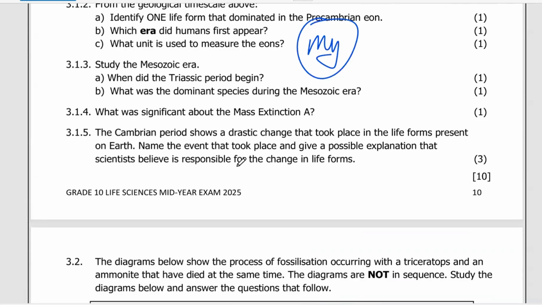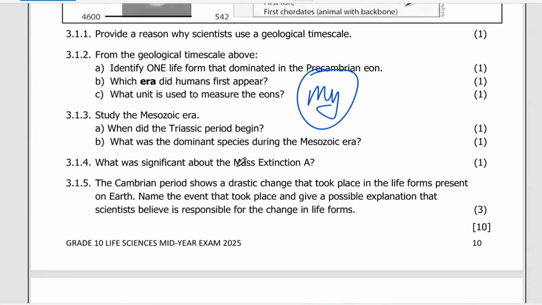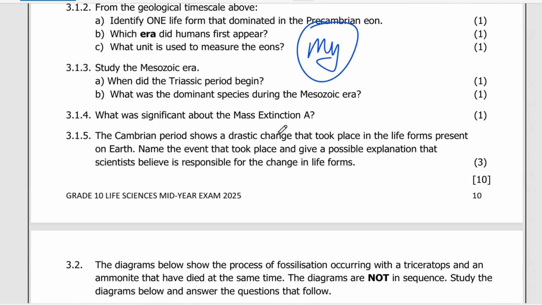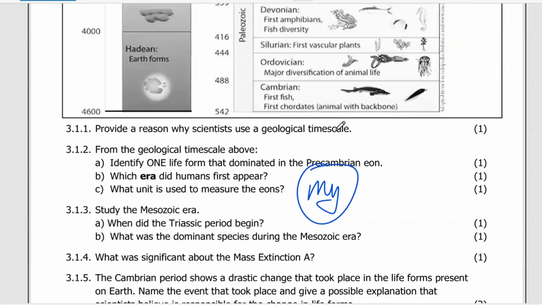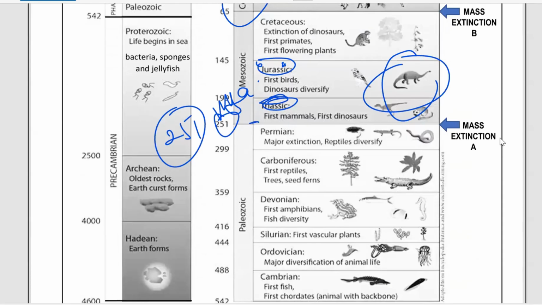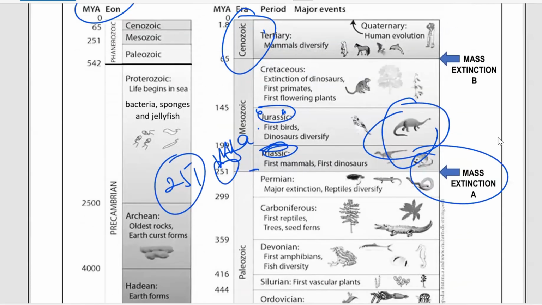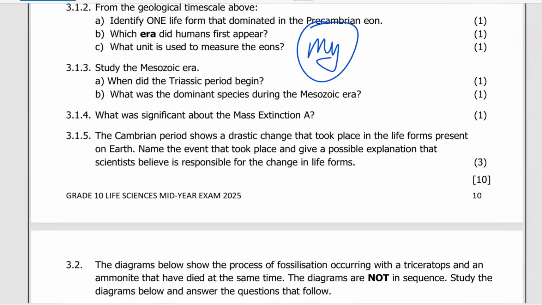Another question: what was the significance of mass extinction A? Talking about mass extinctions, what happened there? In this case, we lost 90% of all living species. Most of them became extinct. So we lost 90% of all living species. If you go back to the five mass extinctions.